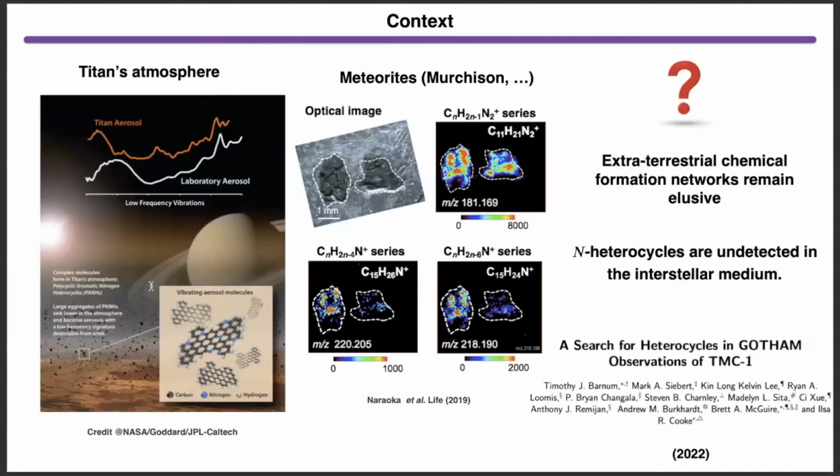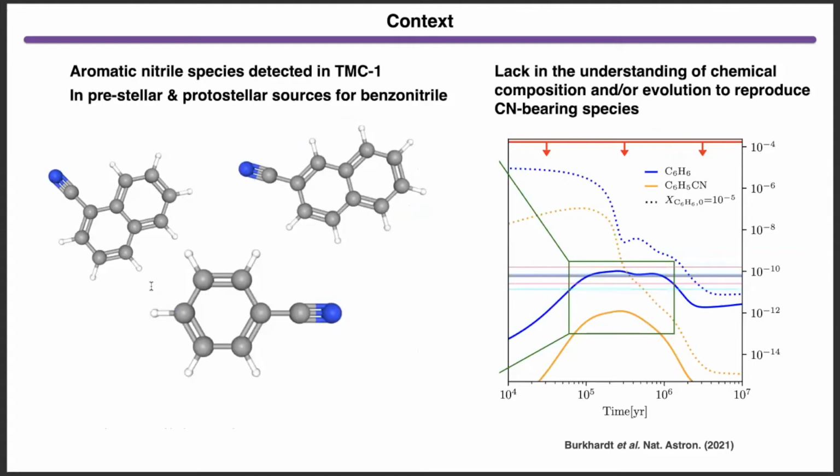So N-heterocycles have been found in Titan atmosphere. They have been found in various meteorites, but their extraterrestrial chemical formation remains elusive, and they still remain undetected in the interstellar media. Recently there was a paper published by the Gotham team where they unsuccessfully searched for these N-heterocycles toward TMC1. So maybe Chirote has something in the bag, and soon we'll get a crack at it. But at the moment, they remain undetected in space. Oh, I mean, in interstellar medium.